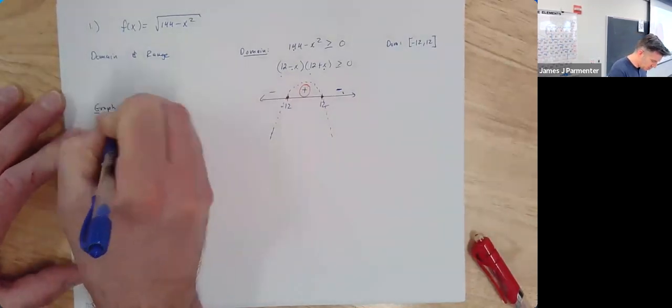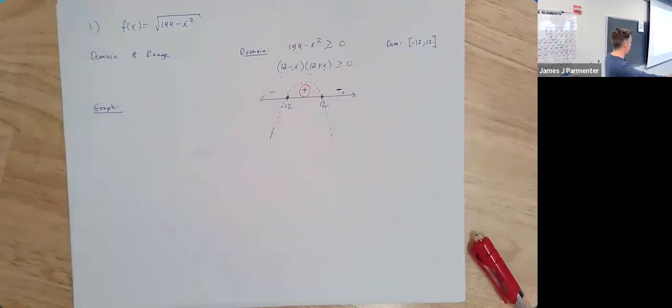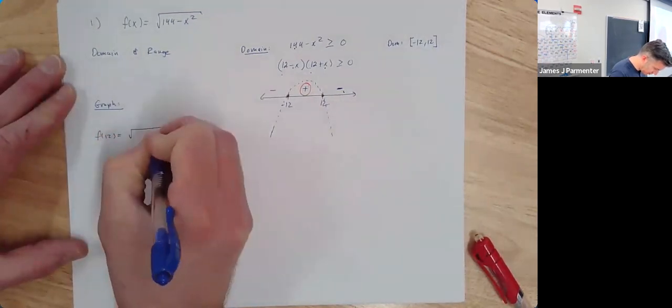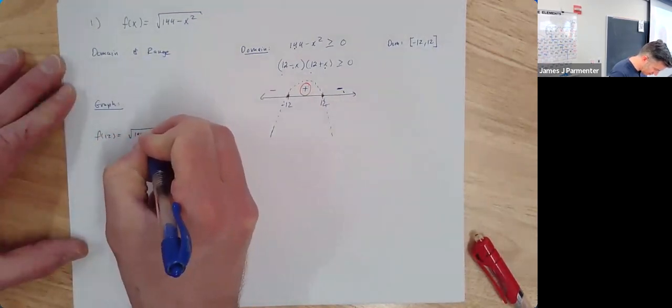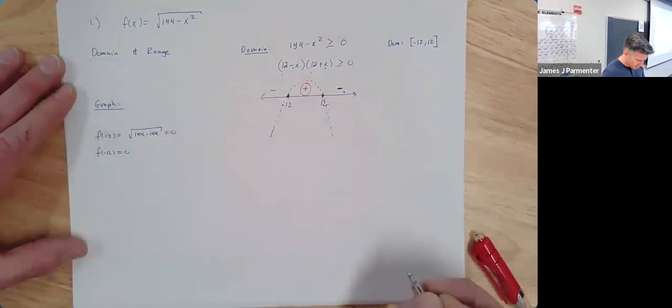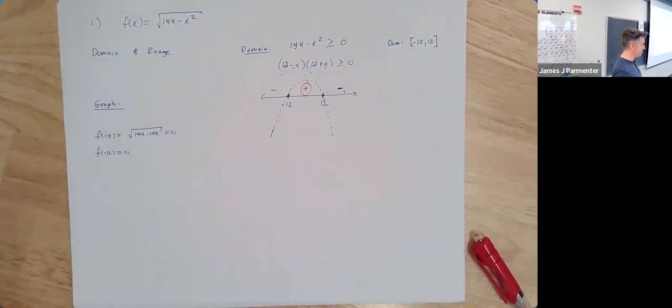So I'm going to plot a few points. There's some easy things to plug in. I can definitely plug in negative 12 and 12. When I plug in 12, I get 0, right? F of 12 is the square root of 144 minus 144, which is 0. And so is f of negative 12. It's also 0. What's another easy number to plug into this function?